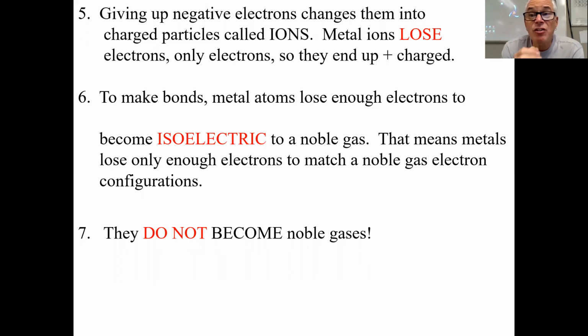Metals lose electrons. That's a rule. Metals can only lose some electrons. Since the number of protons doesn't change but they now have fewer electrons, they end up net positive. They could be +1 or +2, depending on how many electrons they lose. To make a bond, a metal atom has to lose exactly enough electrons to become like a noble gas. That word is isoelectronic: having the same electron configuration as a noble gas. They do not become noble gases. They don't even become gases. They just get the same outer orbital.